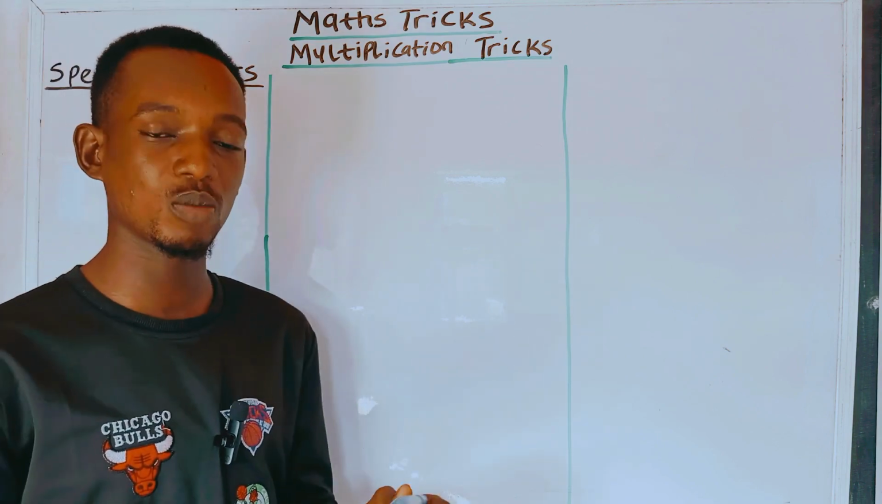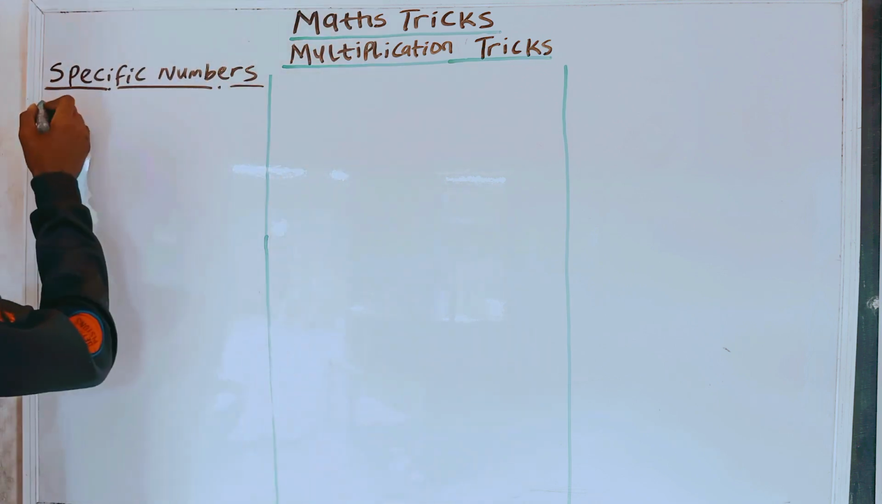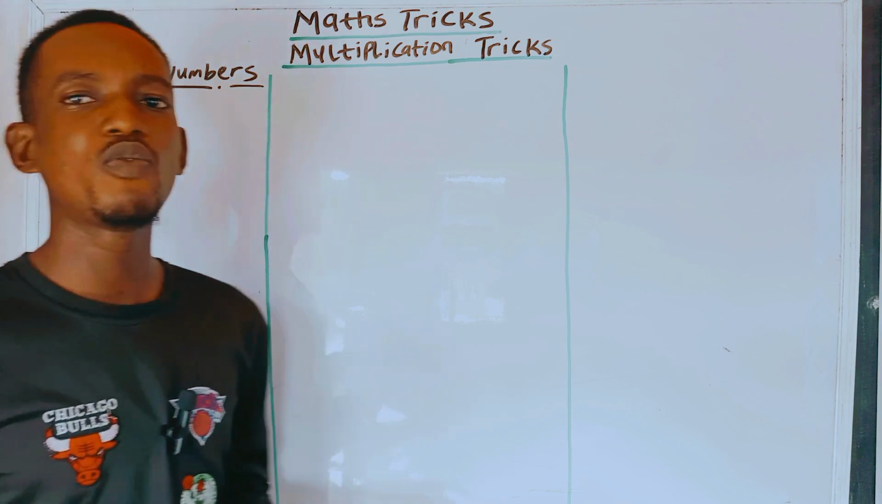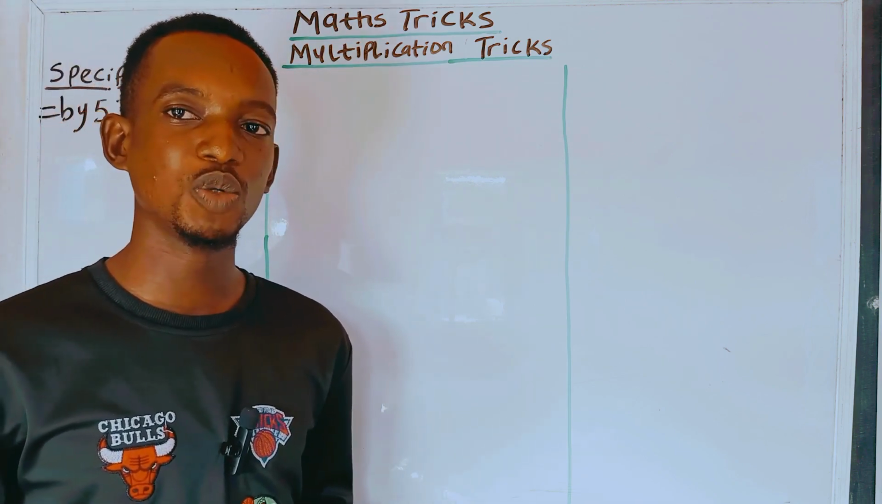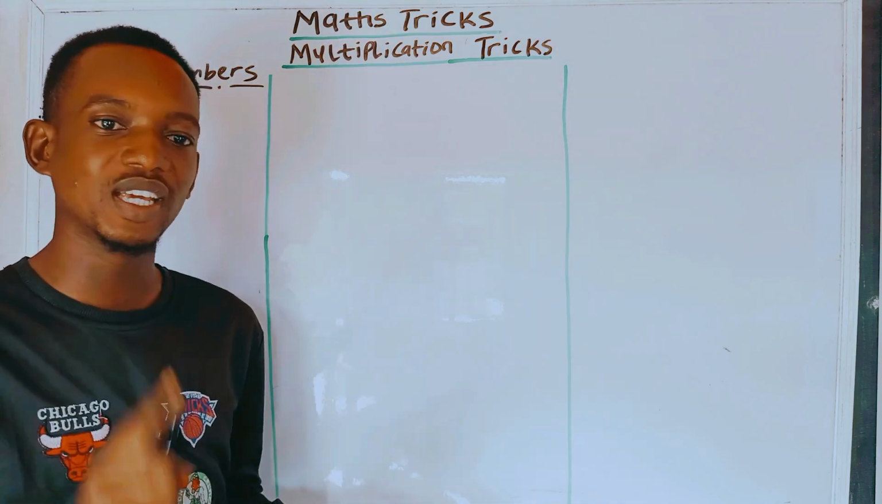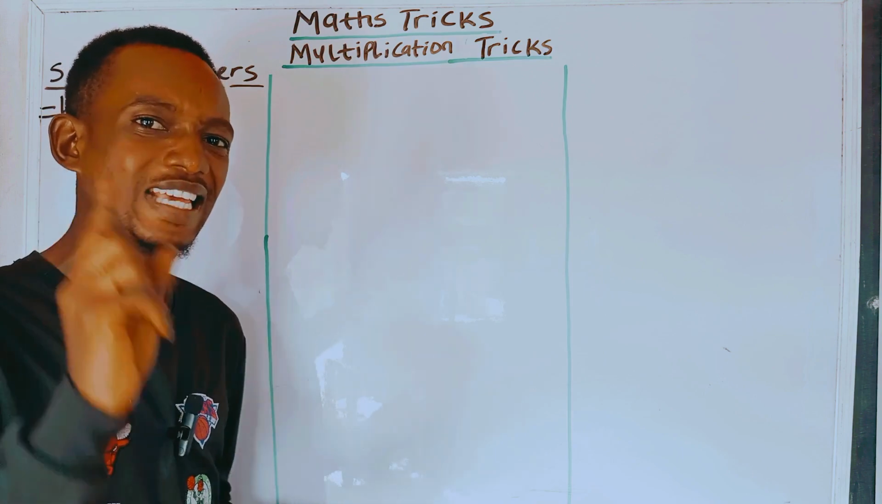Now let's start with multiplication by 5. If we are being asked to multiply a number by 5, what do we do? We do the normal traditional way, tens and units. But there's actually a very cool trick that can make us multiply numbers by 5 easily.